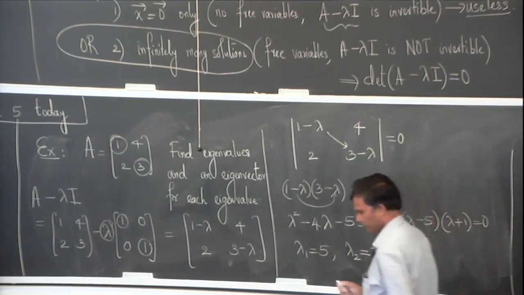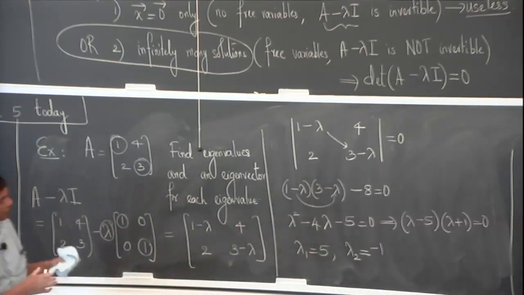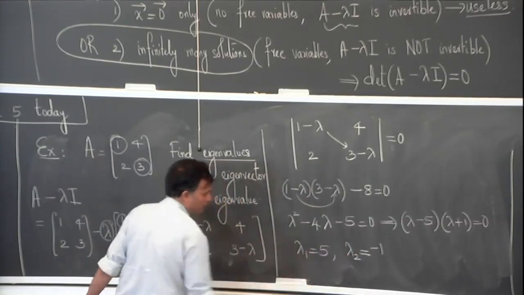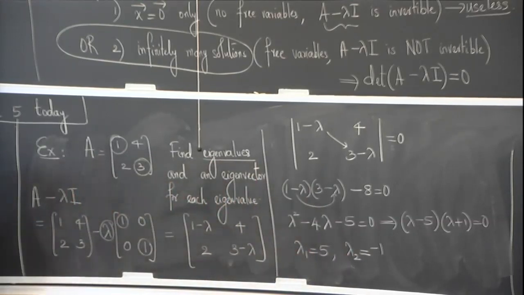All right. So that's the first part of the problem. Okay, find the eigenvalues. A 2 by 2 matrix will have exactly two eigenvalues always. Whether they are repeated or not, that's a different story, but it's always going to have exactly two eigenvalues.